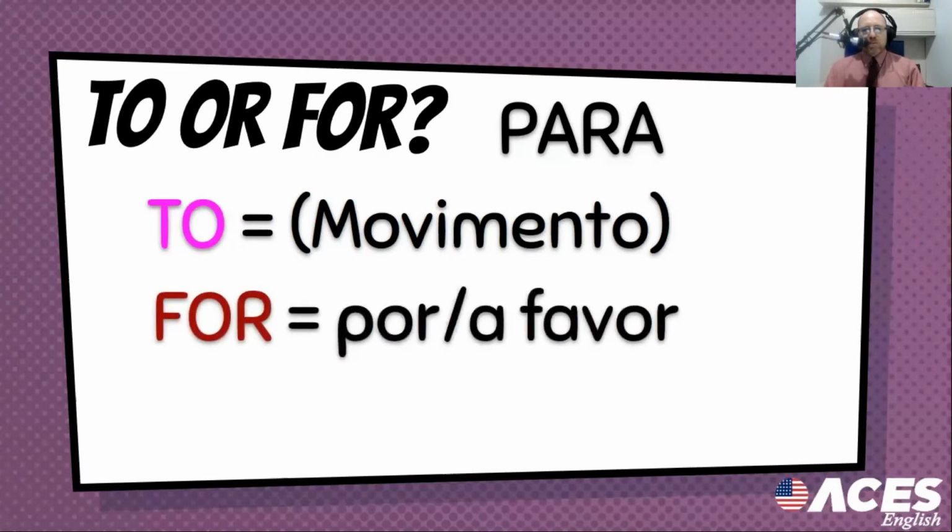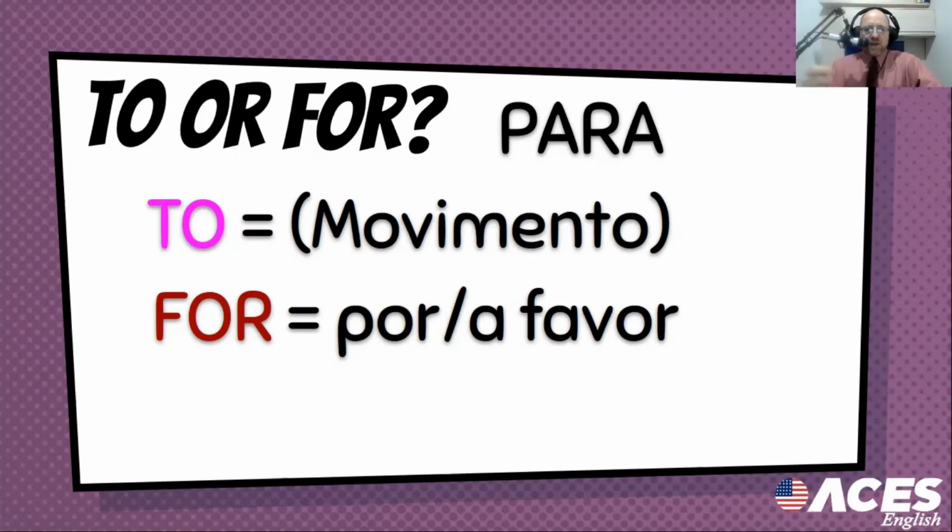For is usually por ou a favor. So I'm going to give a dog to Emily for Glacy. So Glacy wants to give Emily a dog, but I'm going to give Emily a dog for Glacy. So o cachorro vai para Emily, the dog is going to Emily, but eu estou fazendo a favor da Glacy. So I'm doing it for Glacy.